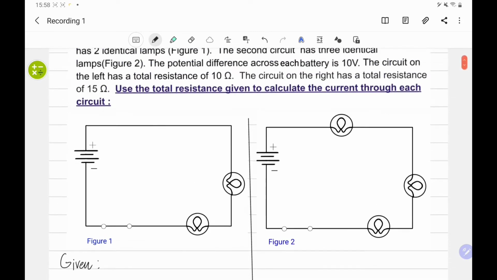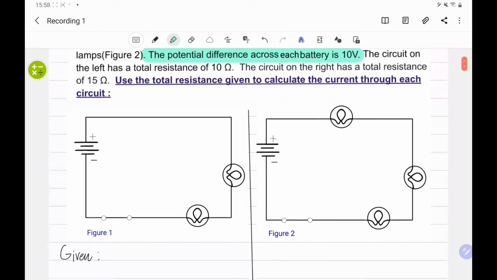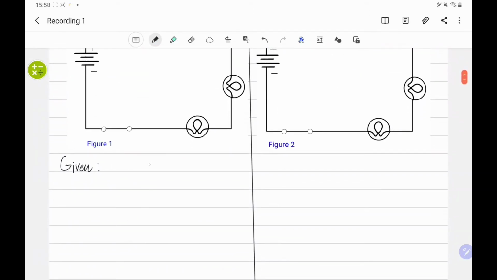The given to us here is first of all the voltage in this circuit, and it says here the potential difference across each battery is 10 volts. So, the voltage in both circuits is 10 volts. The V here stands for voltage, the V here stands for volts. Volts is the unit for voltage.